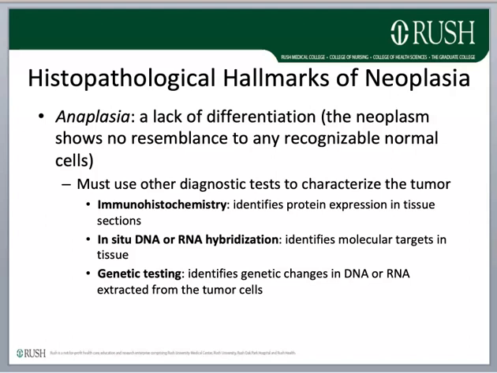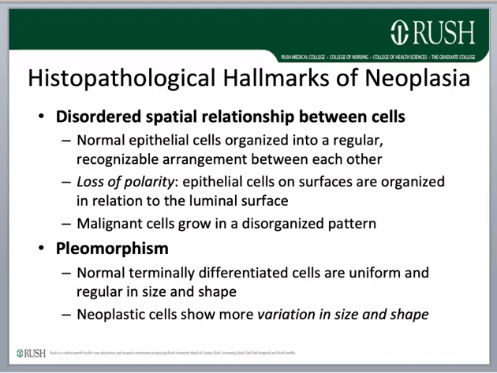Another important hallmark of neoplasia is that the spatial relationship between cells is disordered, meaning that normal epithelial cells, as you've seen in your histology labs, are organized into a regular, recognizable arrangement between each other, and that's one feature you can use to recognize normal tissue.